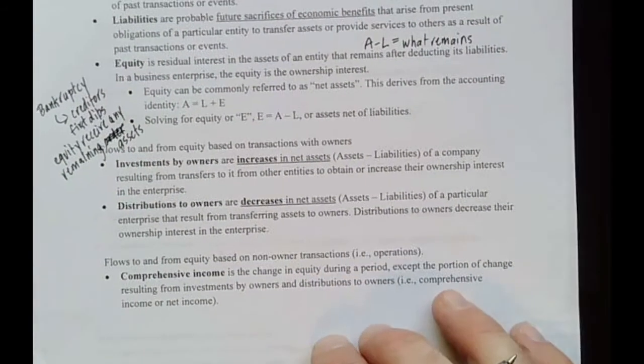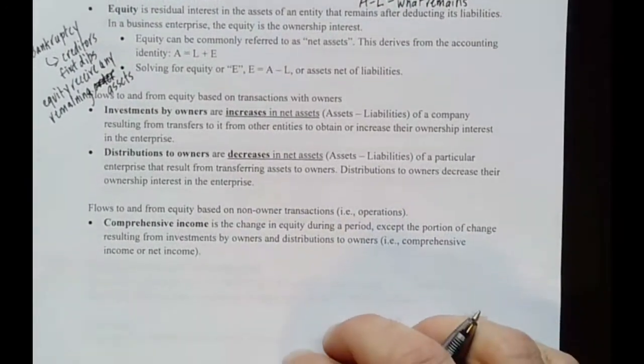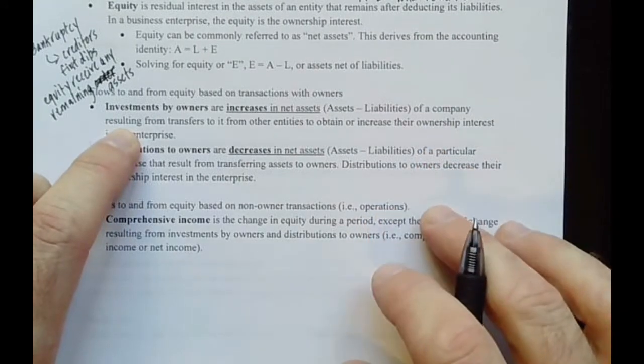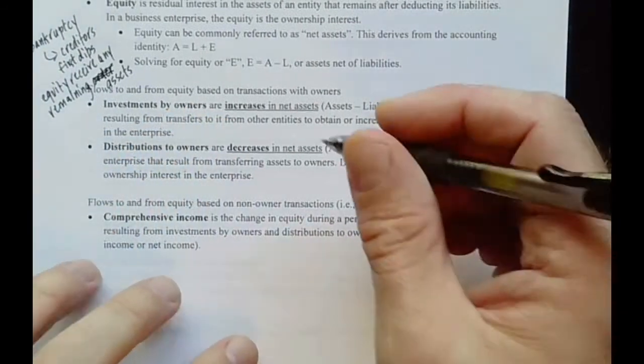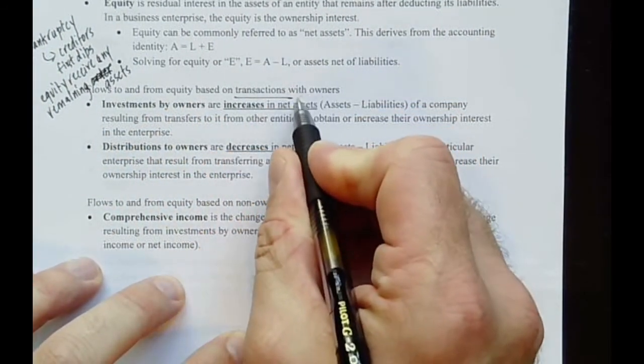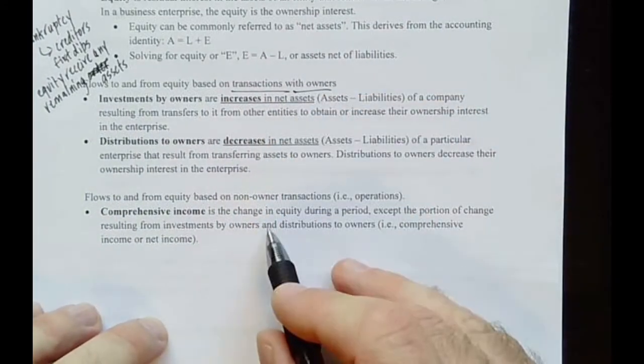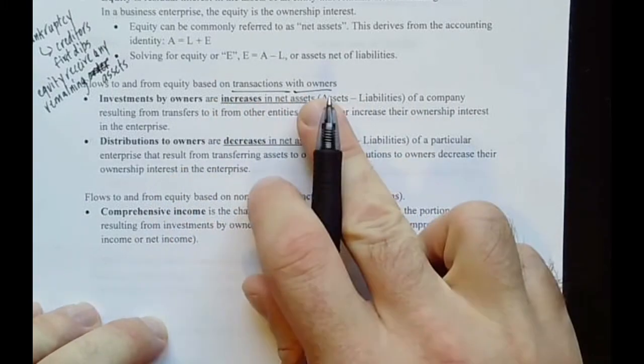The rest of these are no longer at a moment in time. The rest of these are flows. So we're not talking about freezing a picture. We're talking about looking at the story as it plays forward over a period of time. Investments by owners, and both of these are owner transactions. And that sets them apart from any of these that follow after the two. So these are transactions with the owners.